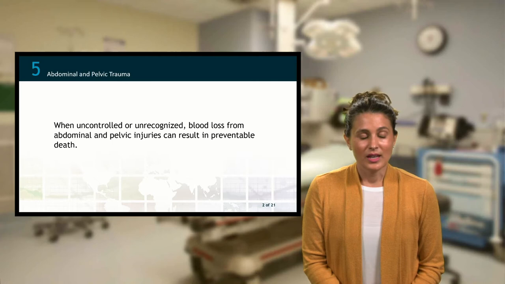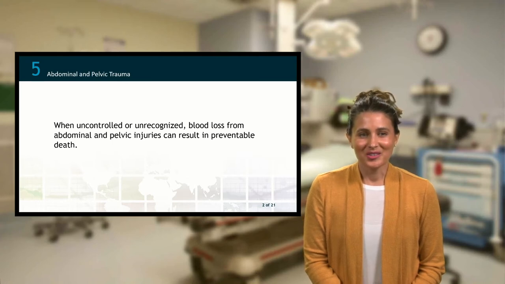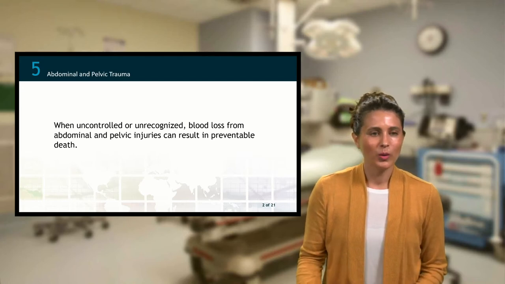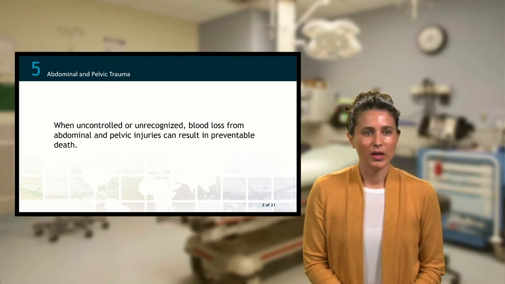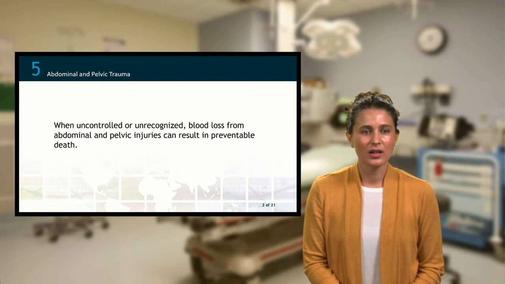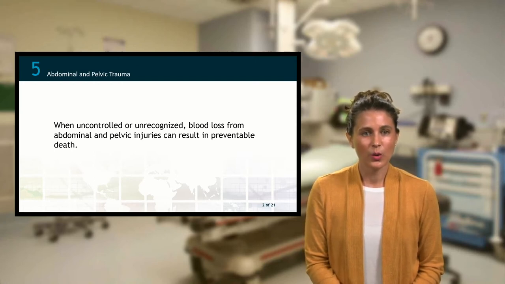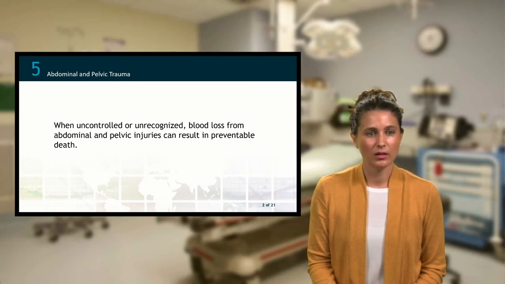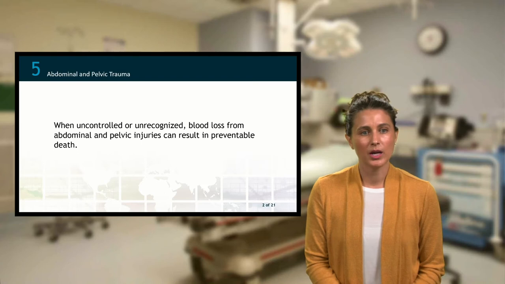Most of the other things that are specifically required for this lecture are meant to be in the interactive environment, so we'll go ahead and skip over that. So overall, what we want to talk about here for abdominal and pelvic trauma is that uncontrolled or unrecognized blood loss from abdominal and pelvic injuries can result in preventable death. So we're going to go through a case scenario, and that's going to point out some of the pearls when it comes to abdominal and pelvic trauma.